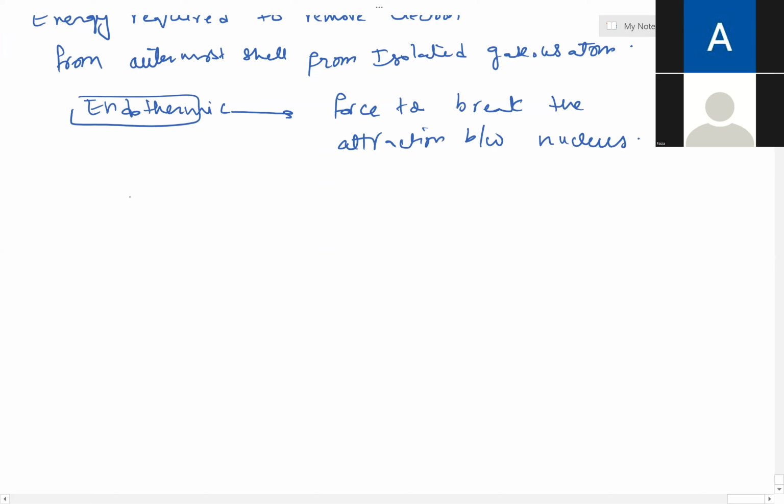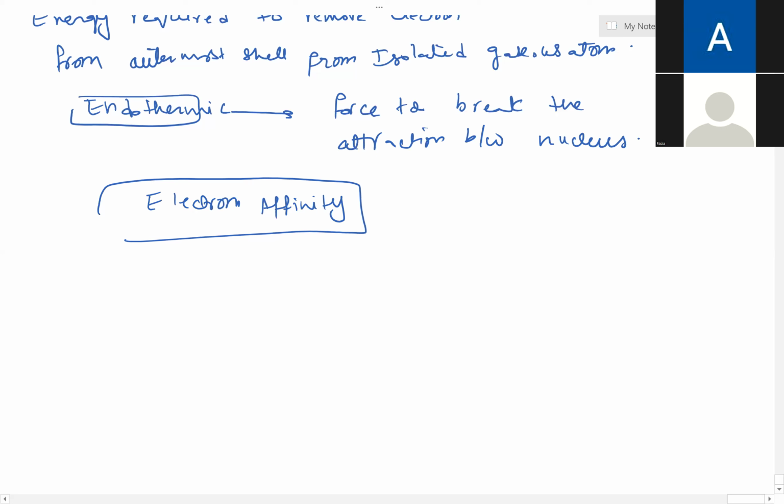Now, we also know that we have electron affinity. What is electron affinity? Electron affinity is when we are adding an electron. Ionization energy is removal of an electron; electron affinity is adding of an electron. So electron affinity is when we are adding an electron to a gaseous atom. This is called electron affinity.